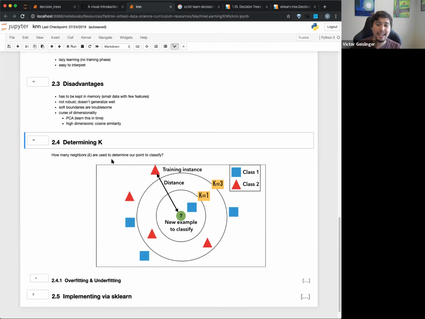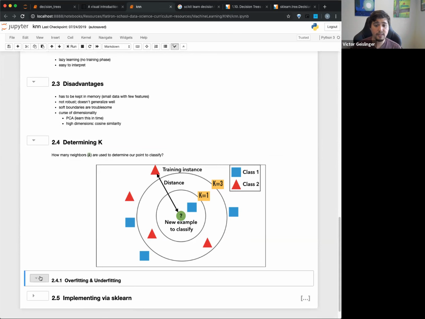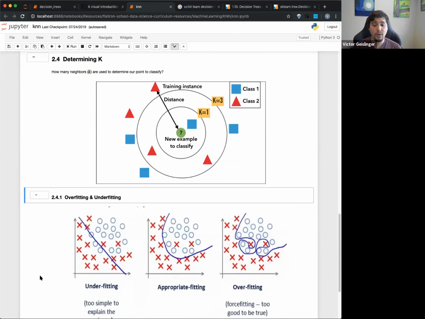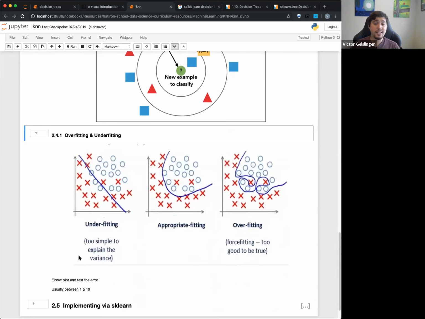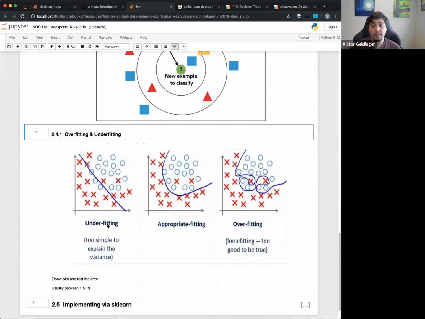So you can see that K is a big aspect. What should K be? It's not super clear, because if you make K too big, you're including too many people that are really far away. And this leads into overfitting and underfitting. So what you want to do is test out different Ks and see what happens. If you use two, let's say too simple, you're underfitting, for example.